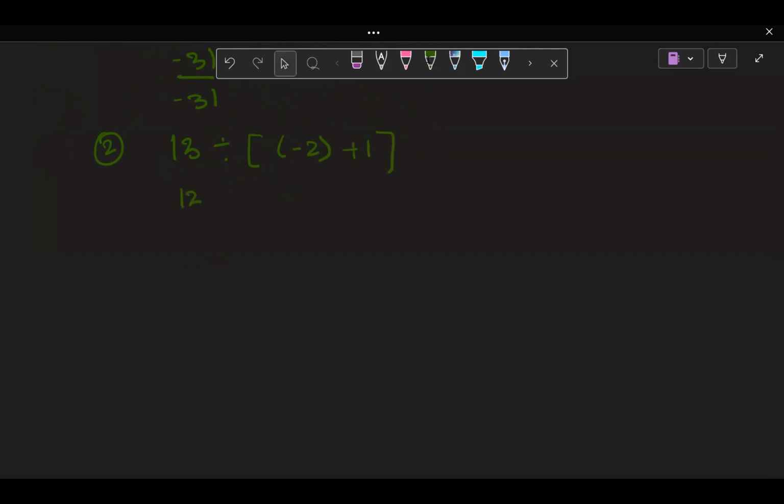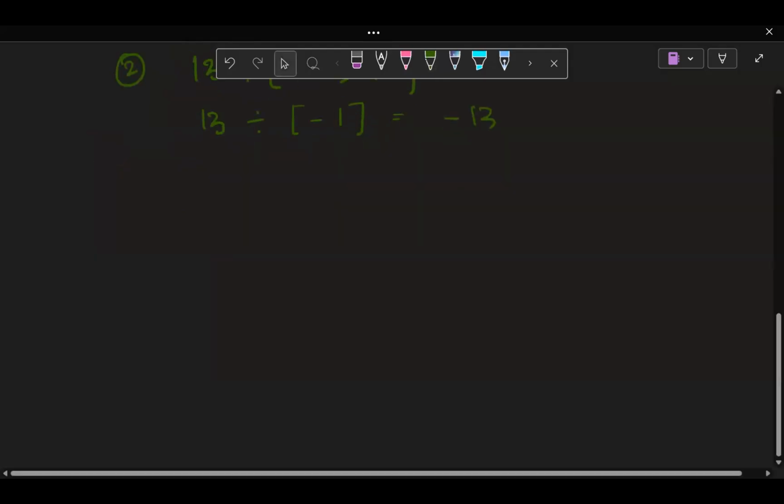Next is 13 divided by -2 plus 1. -2 plus 1 gives you -1. So 13 divided by 1 is 13, and opposite signs, so you put a negative sign.